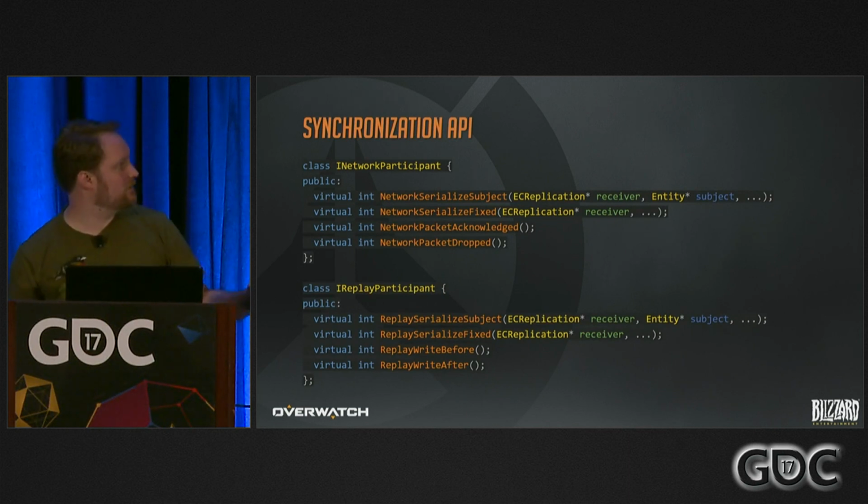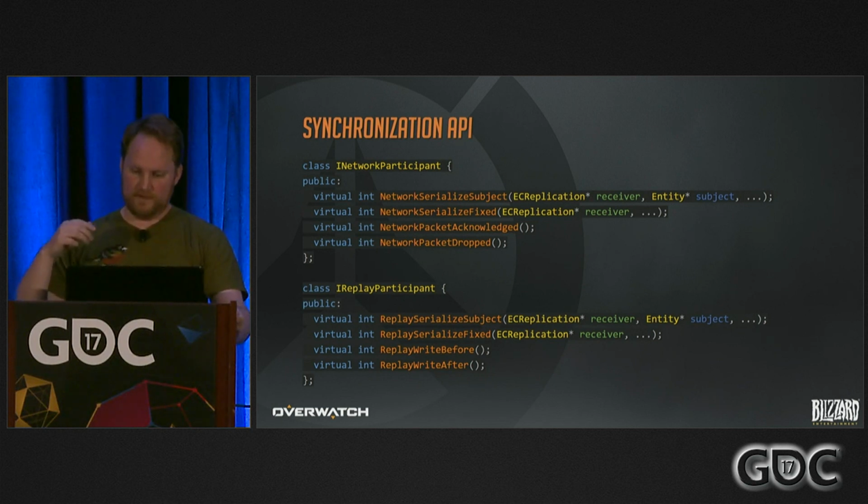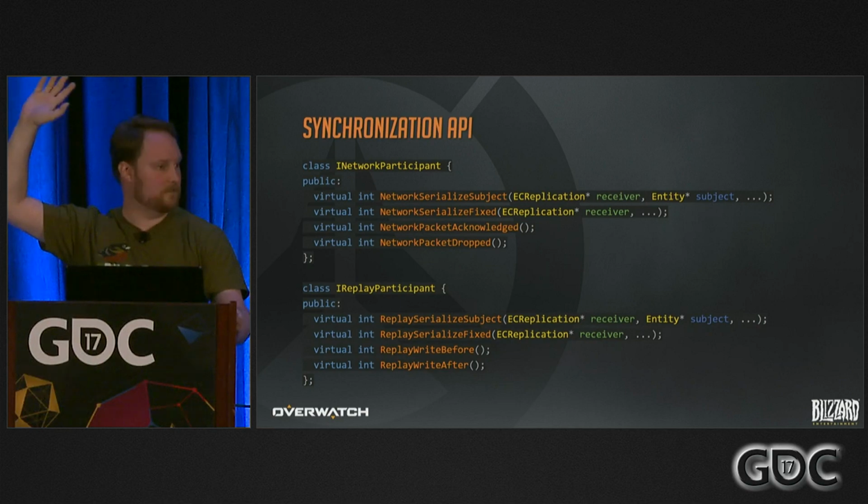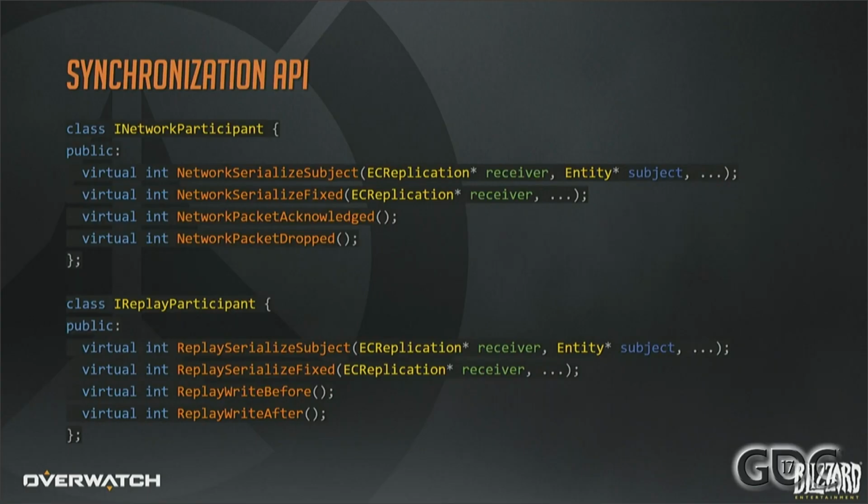So finally, let's talk about what the synchronization API ends up looking like. I've left some parameters out here. The return types tend to be enums rather than ints, but this gives you the basic shape of things. Systems typically implement both the network and replay participant interfaces by thunking into a common serialization function internally, as there are minor differences between the two APIs.